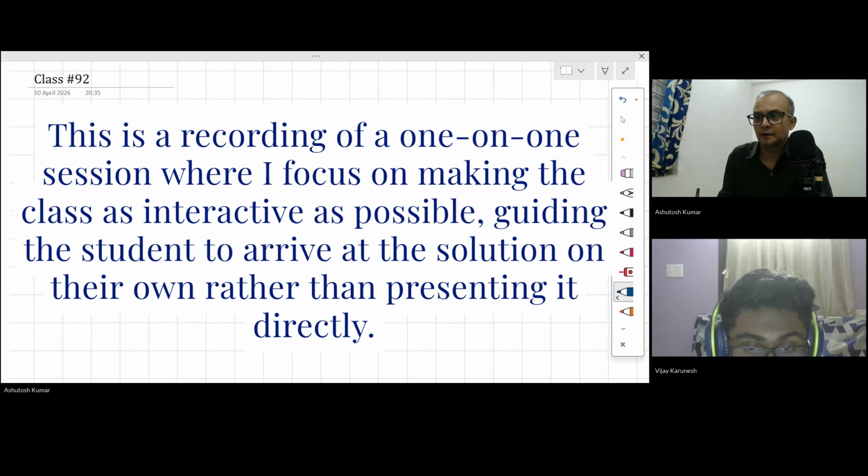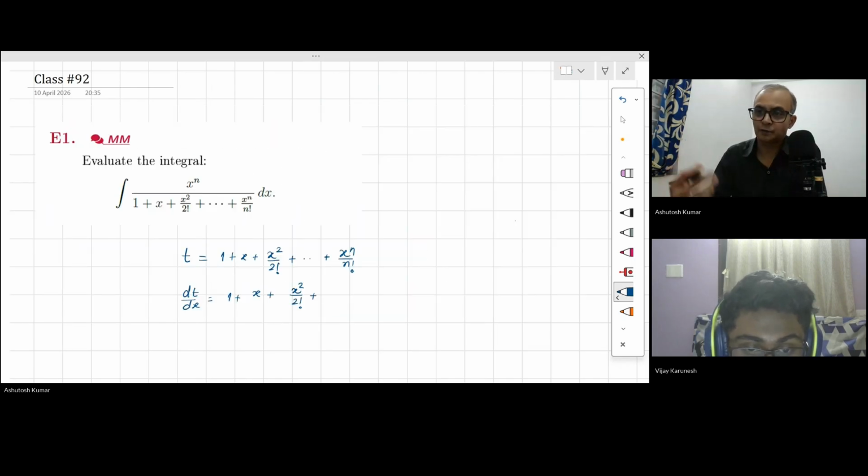So this is x to the power n factorial. So what is the dt by dx? The same series, but up to x to the power of n minus 1 by n minus 1 factorial. Exactly, very good. So you get x, then x squared by 2 factorial, correct? Yes, sir. Because when you differentiate the next term, x cubed by 3 factorial will become 3 times x square, and the denominator will cancel, 1, 3, and it will turn into x square by 2 factorial.